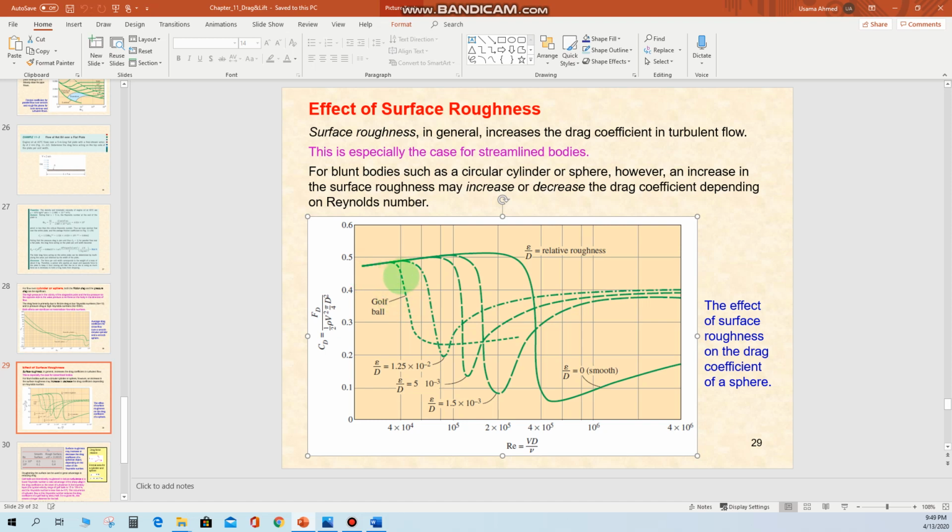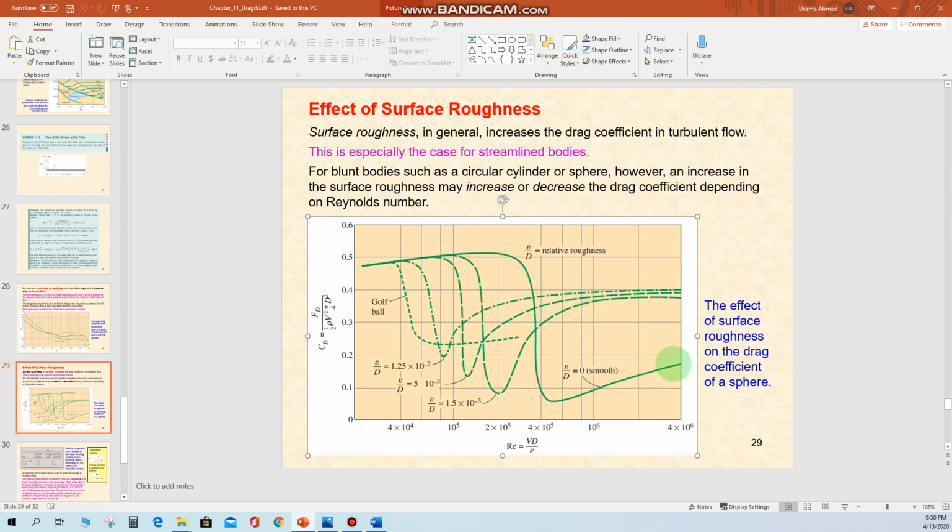But as we are decreasing the relative roughness, what is happening? There will be an increase in the drag coefficient. Now this is the part for low values of the Reynolds number. But when the value of the Reynolds number is high, what would happen? Now the same curves end up here. At the high value of the Reynolds number, after this region, the ball with the high value of surface roughness will show a higher value for the drag coefficient, and the drag coefficient will be lower if the surface roughness is low.